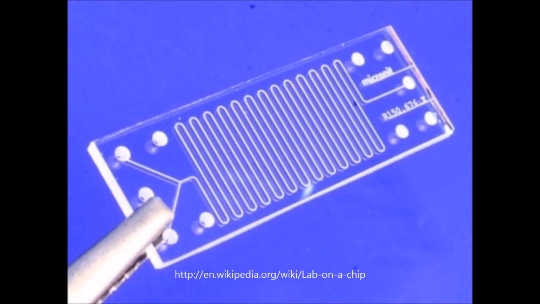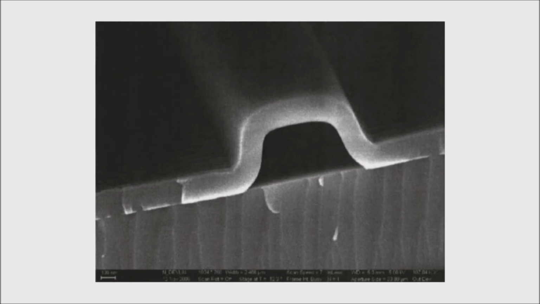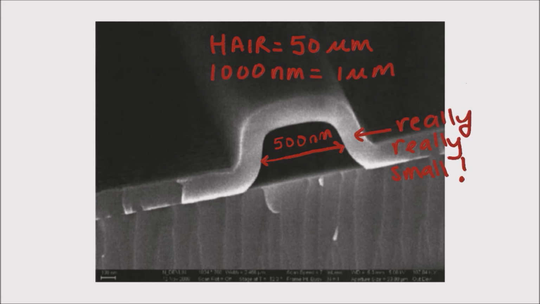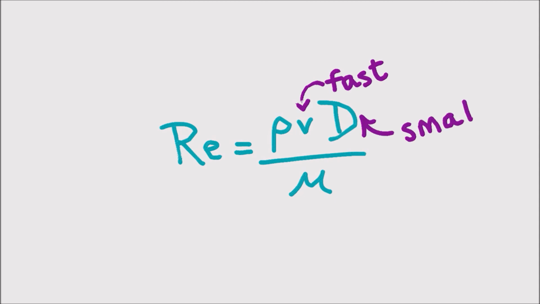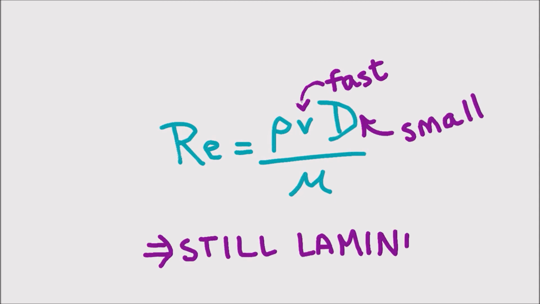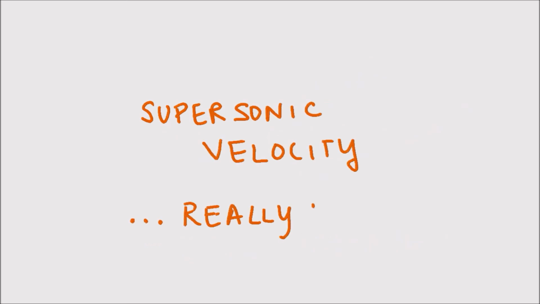Our final example is lab-on-a-chip devices. They have really tiny channels with diameters smaller than a human hair. Because these diameters are so small, we can get fluids that are really fast and still have a Reynolds number small enough for laminar flow. In fact, the fluids can be faster than supersonic velocity, which is faster than the speed of sound.